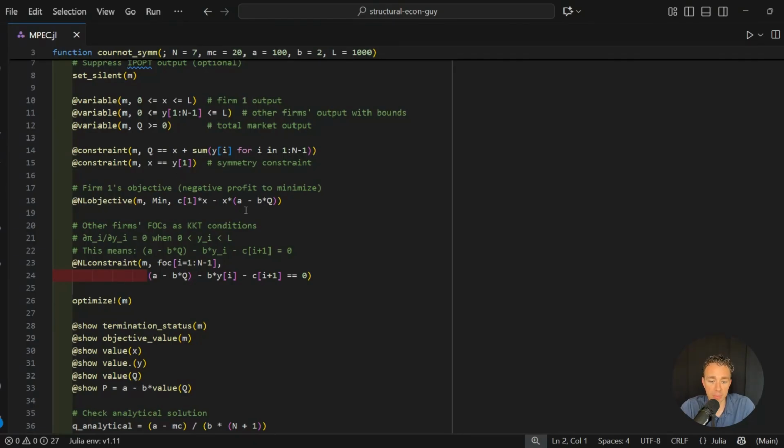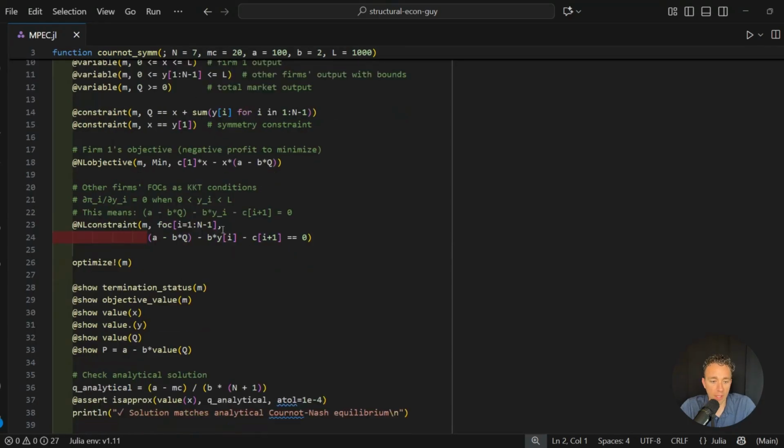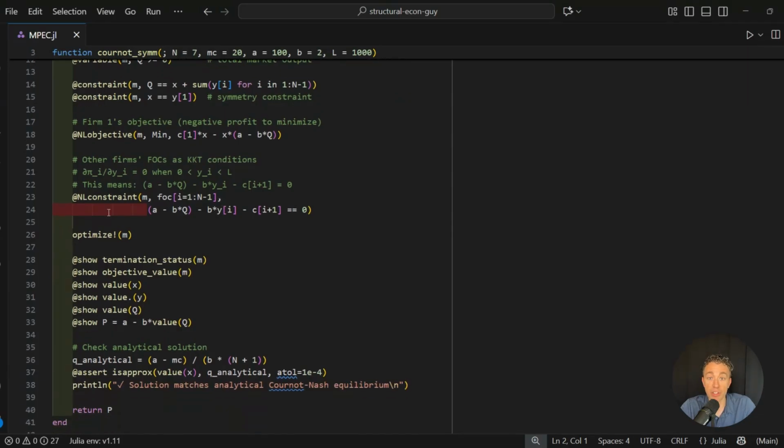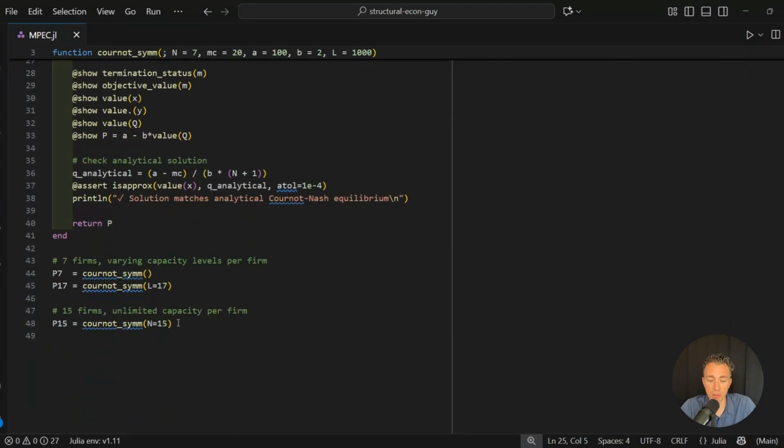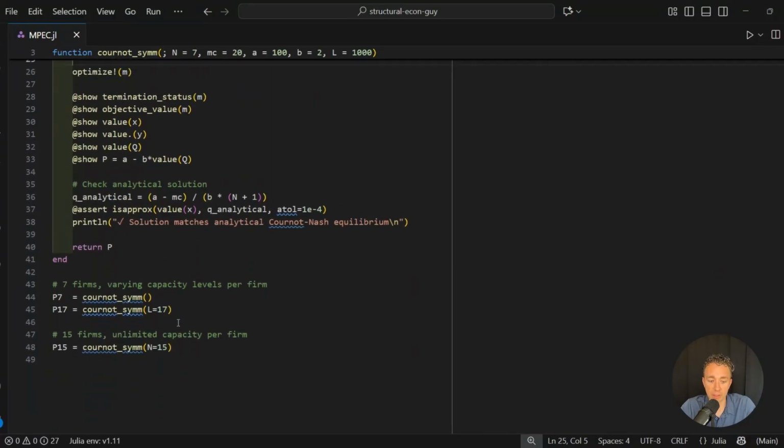And then we specify the profit function here, which is actually the negative profit function, which is total cost minus total revenue. And then we add a nonlinear constraint, which is the other firms' first order conditions. And then we optimize that and then just print the output. So it's pretty simple, but still pretty powerful.